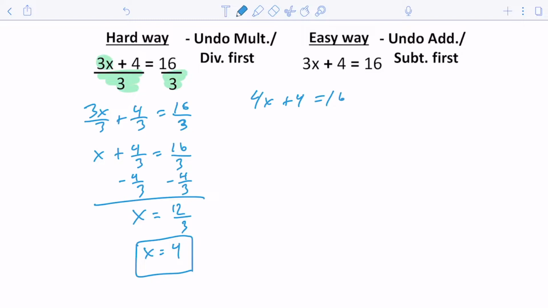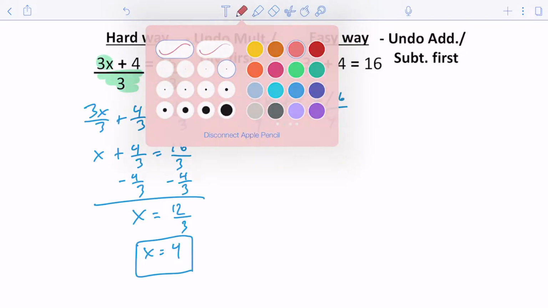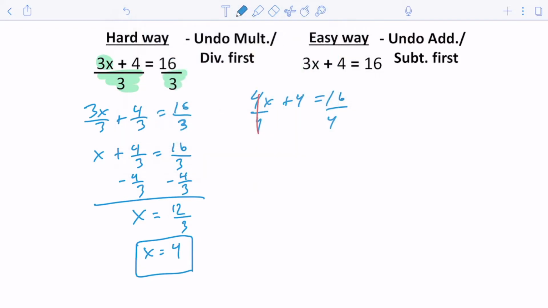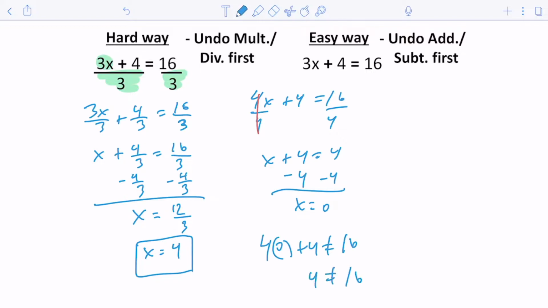The mistake would be doing this. If you're dividing by 4 on both sides, you're thinking, okay, this cancels, and so this is just x plus 4 equals 4. You subtract 4 from both sides, and x equals 0. But that's of course not the case, because if you plug 0 back into the original equation, 4 times 0 plus 4 does not equal 16. That's incorrect, because if you're dividing both sides by a number, it has to be the entire side. So we forgot about dividing this 4 by 4.